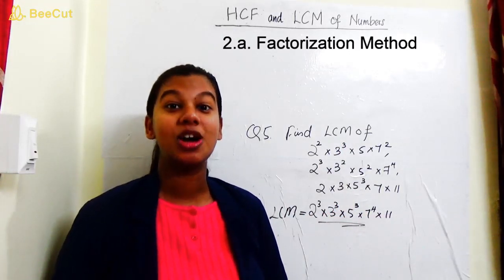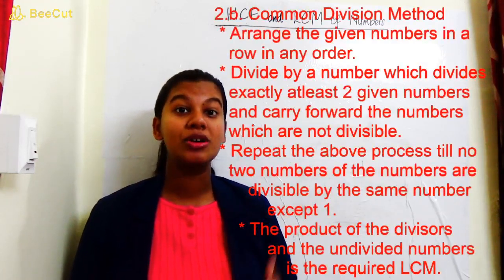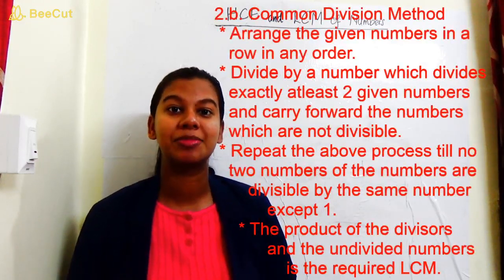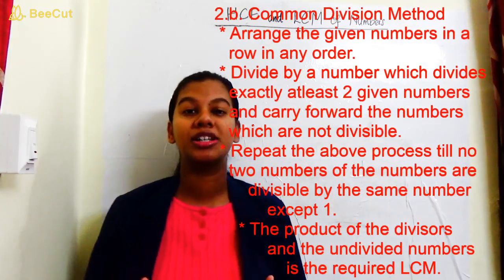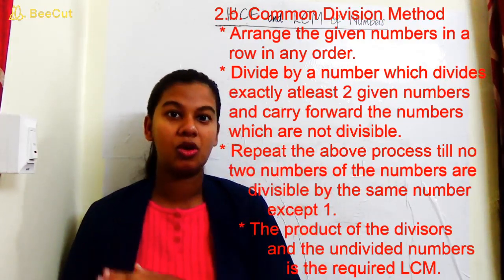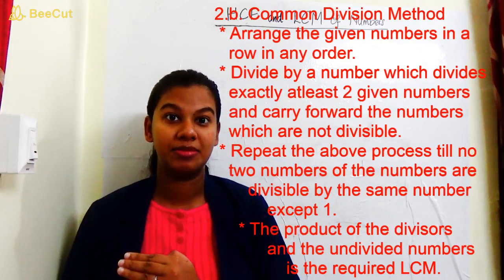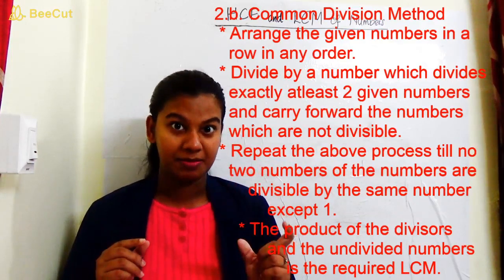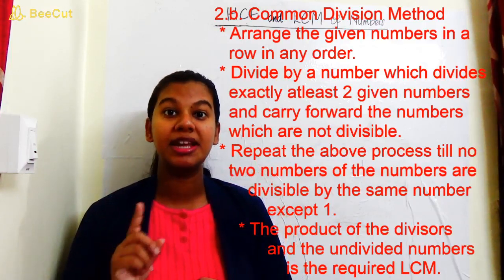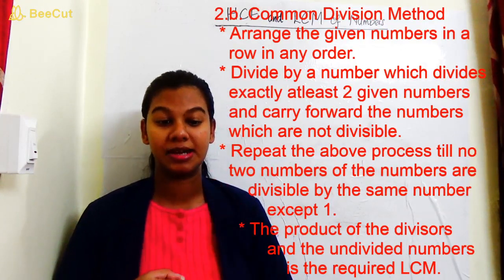Now next let's see common division method. In common division method, we have to follow certain steps. So I will tell firstly what all are the steps we need to follow. The first point is to arrange the given numbers in any order in a row. Okay, and then we have to divide each of the numbers with a prime number. First of all, we have to see that any two numbers must be divisible with that particular prime number. Okay, that is the second step.